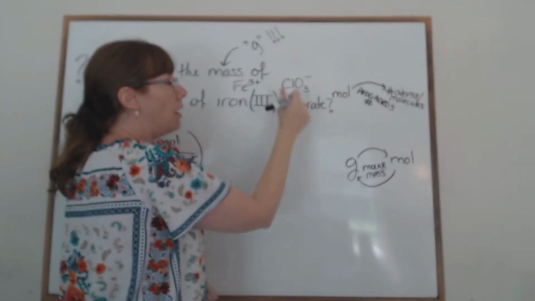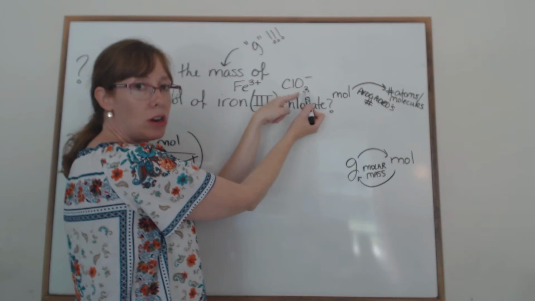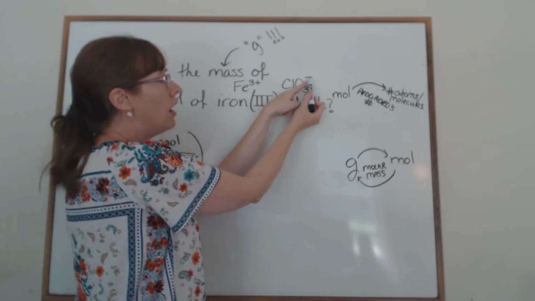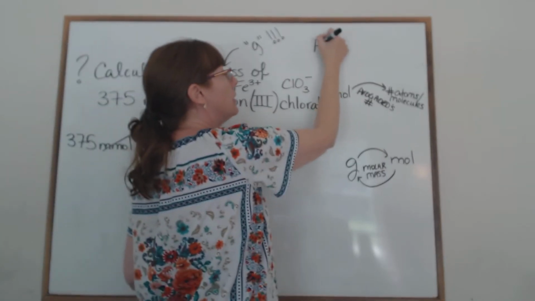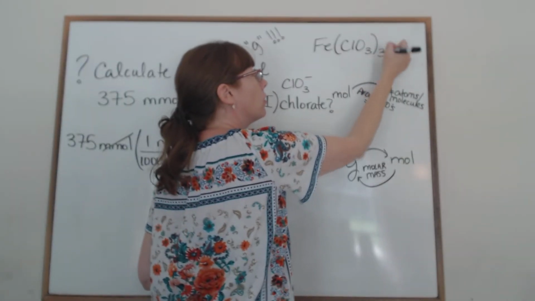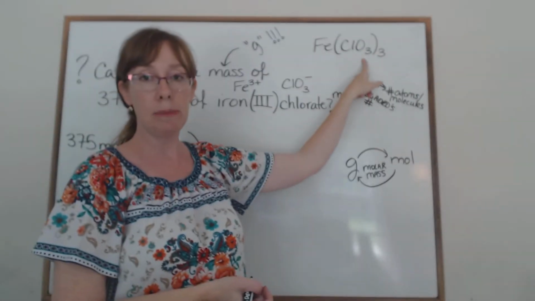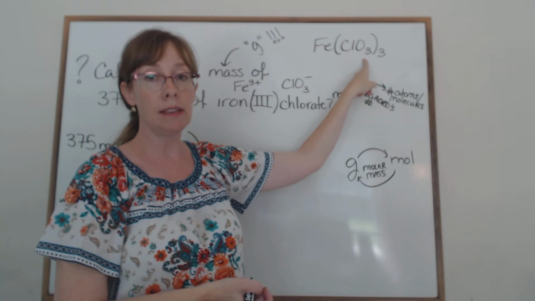So you need, remember, this is just a 1- charge. That has nothing to do with the charge. That's just how many oxygens are in it. So this is the formula for iron 3 chlorate. Fe, enclose him in parentheses because you have 3 of these.